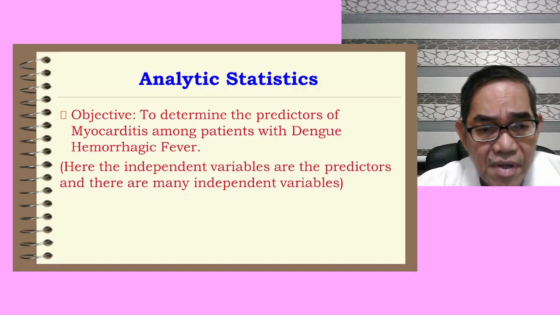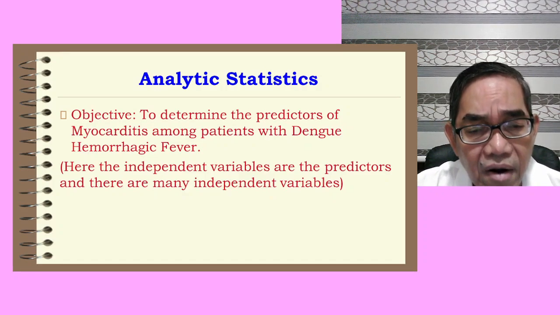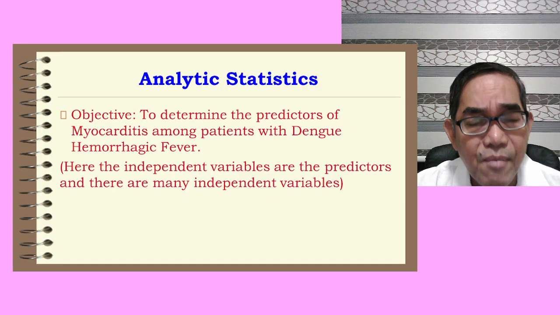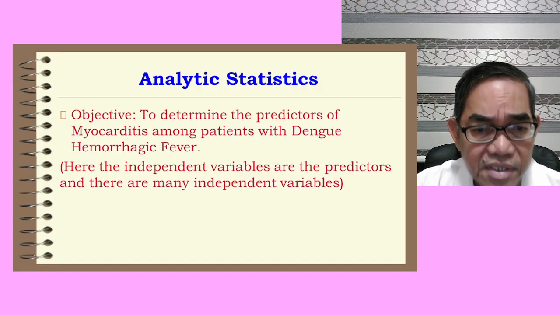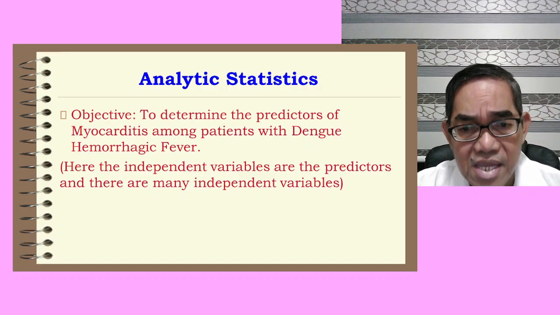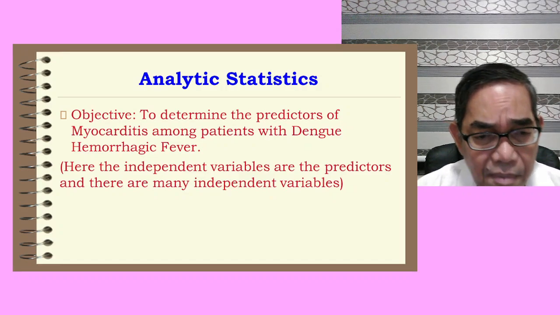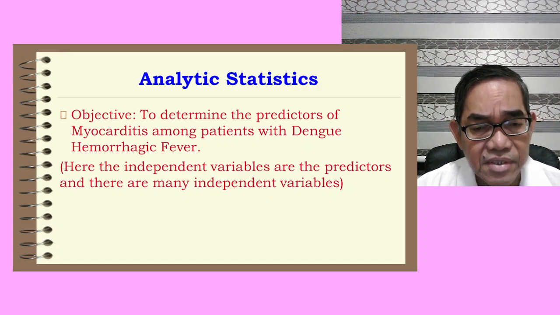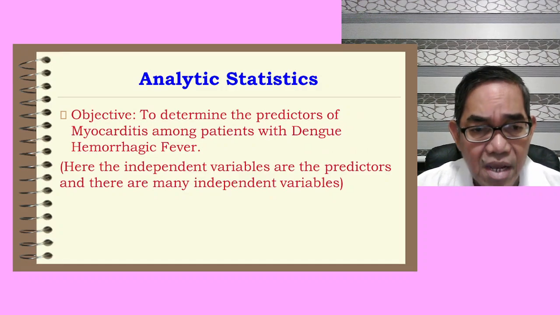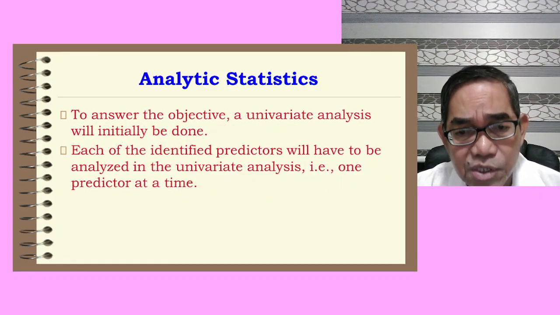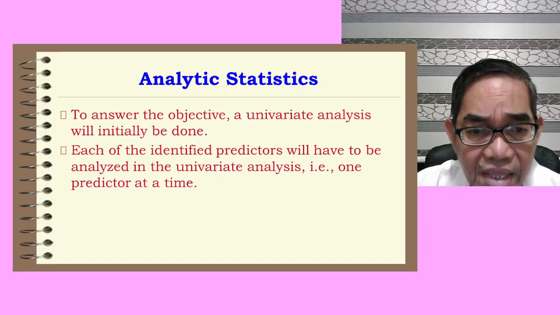This is the objective, and this again is an analytic objective: to determine the predictors of myocarditis among patients with dengue hemorrhagic fever. And here, the independent variables are the predictors. And there are many independent variables, the predictors. It could be the age, sex, BMI, laboratory parameters, etc. Or physical examination. These are the independent variables. Now, to answer this objective, initially, a univariate analysis will be done.